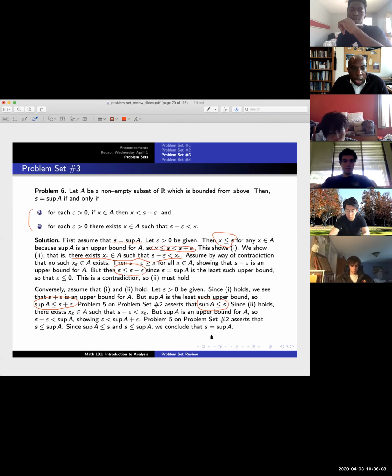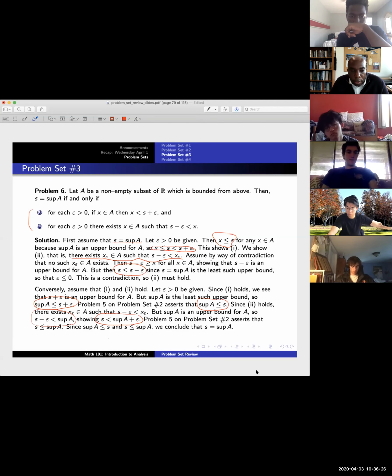Now, if we use the second part, then we'll find that S plus epsilon is less than the supremum. So we can just add epsilon to both sides to find that S is less than the supremum plus epsilon. And by the same problem from problem set number 2, now we get the other direction, that S is less than or equal to the supremum. And so that gives equality.